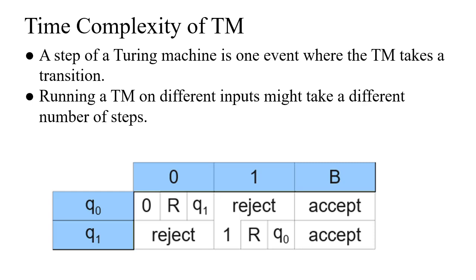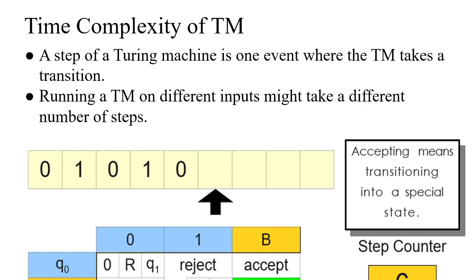Time complexity of Turing machine. A step of a Turing machine is one event where the Turing machine takes a transition. Running a Turing machine on different inputs might take a different number of steps. The figure shows calculations of time complexity of Turing machine. Based on the input tape, input should be read and checked against the state machine. Accepting the input means transitioning into a special state.